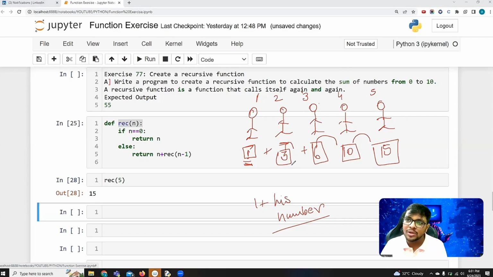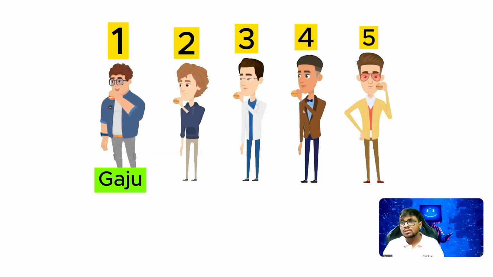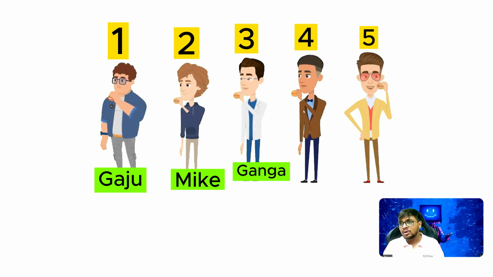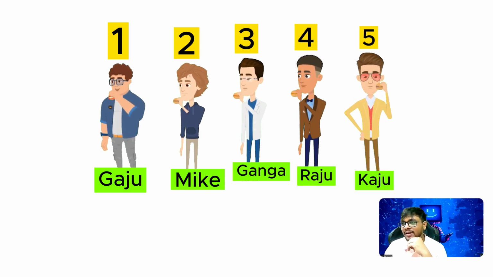Now, just think about it. We will also give the characters names. So the first person standing here is Gajodhar. Then we have Mike. Then we have Gangadhar. Then we have, okay, suggest some cool names, guys, in the comment section, so that from the next story we have very cool names. Suggest it right now. That would help me. And then we have Raju, and then we have Kaju.